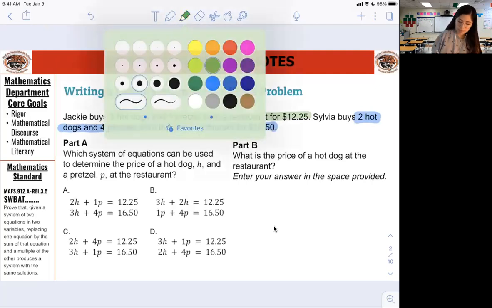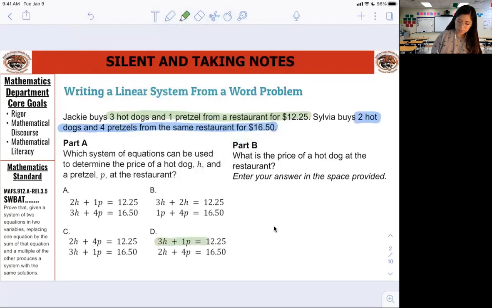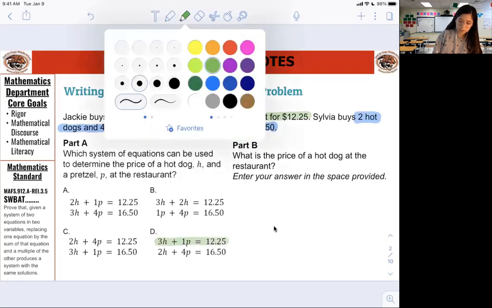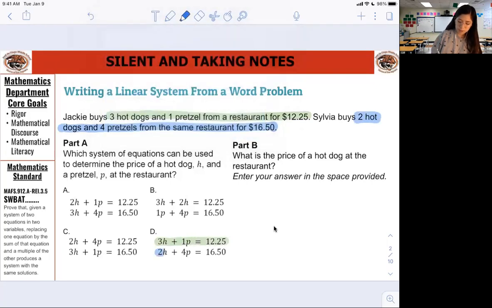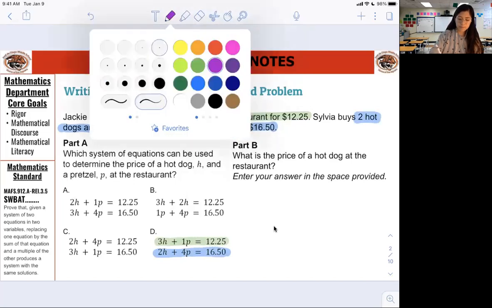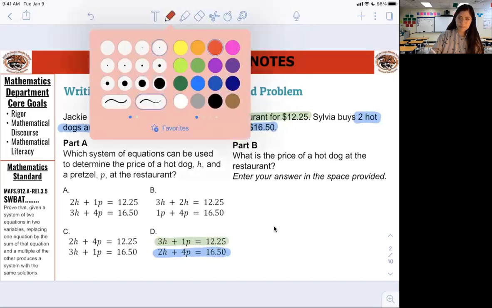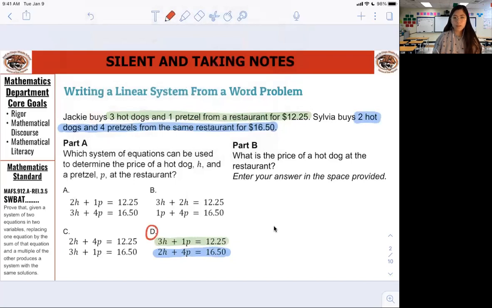D matches, right? We got 3 and 1 for $12.25, and then we got 2 and 4 for $16.50. Okay, so pretty self-explanatory. Do I have any questions on why that one is the one that matches? Cool. Well, what we can do now, we have a system. This is now a system that we can solve.